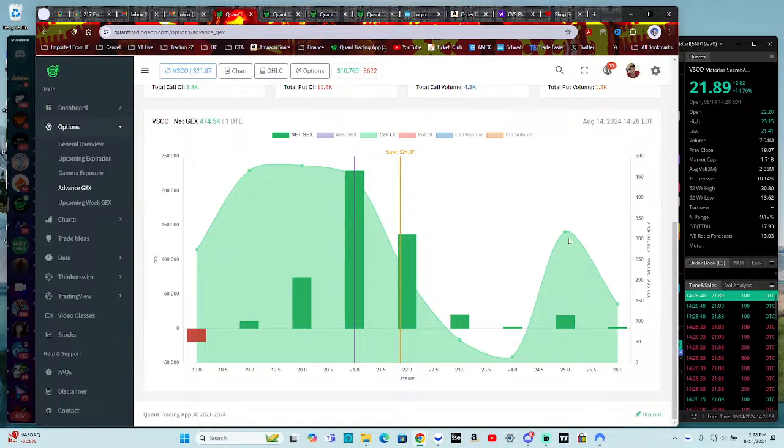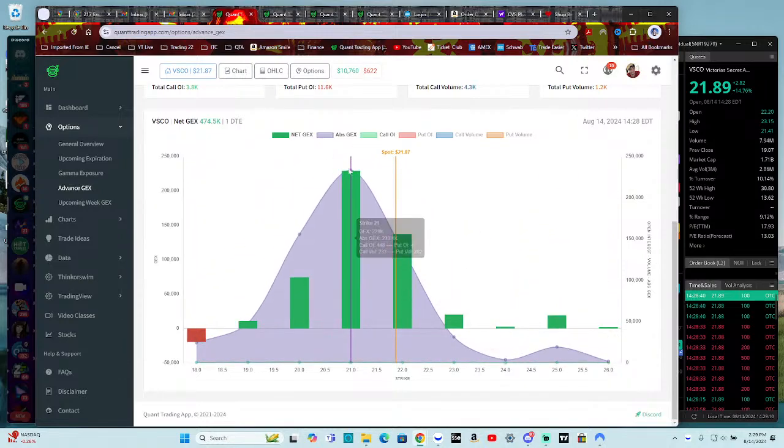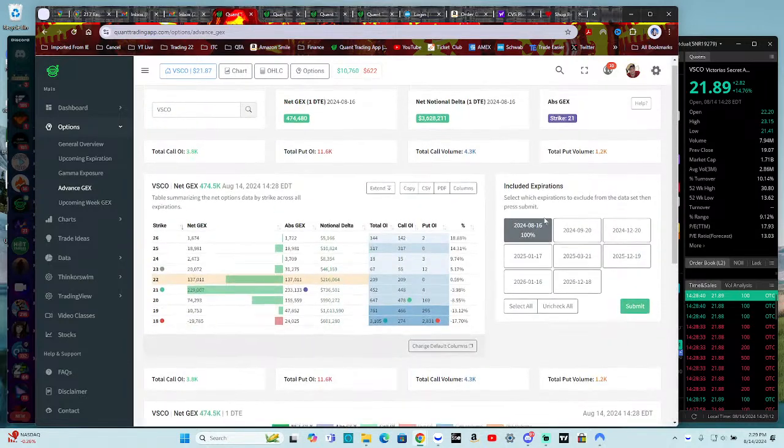Just double check. There's 25, a call open interest spike. But there's this lull in here. This is like no man's land. This is going to be hard to get through. And the absolute GEX, big one right there. And then we can add the next one.